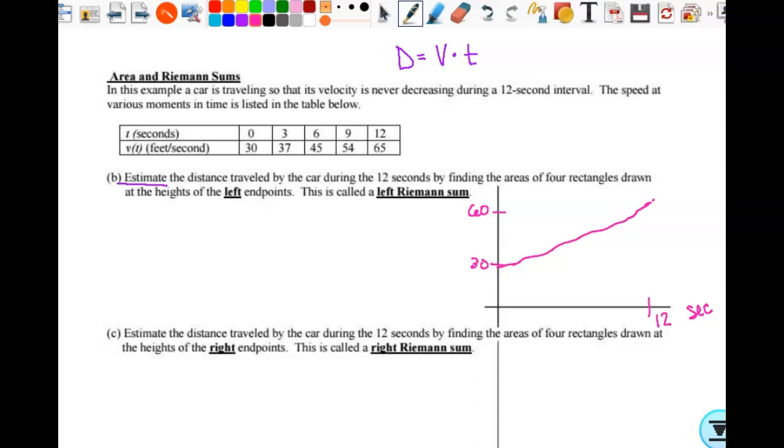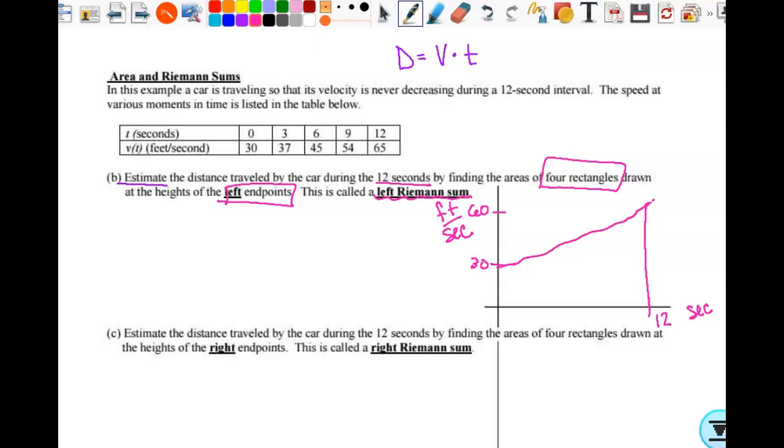Make sense there? So we're supposed to estimate the distance traveled by the car during the 12 seconds, and this is seconds, this is velocity, which is feet per second, by finding areas of 4 rectangles drawn at the heights of left endpoints. This is called a left Riemann sum. So we have left-hand and right-hand sums. We're going to estimate the area because we know how to find areas of things, right? But this shape, whatever it may be, we don't have an area formula for that, right?